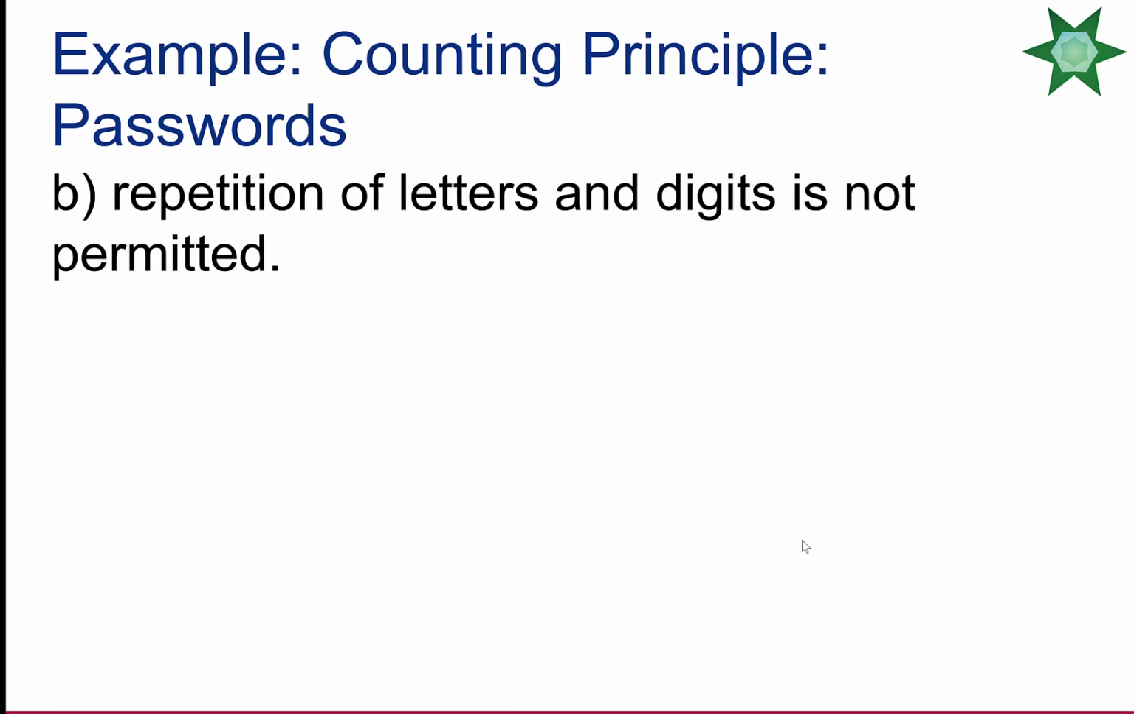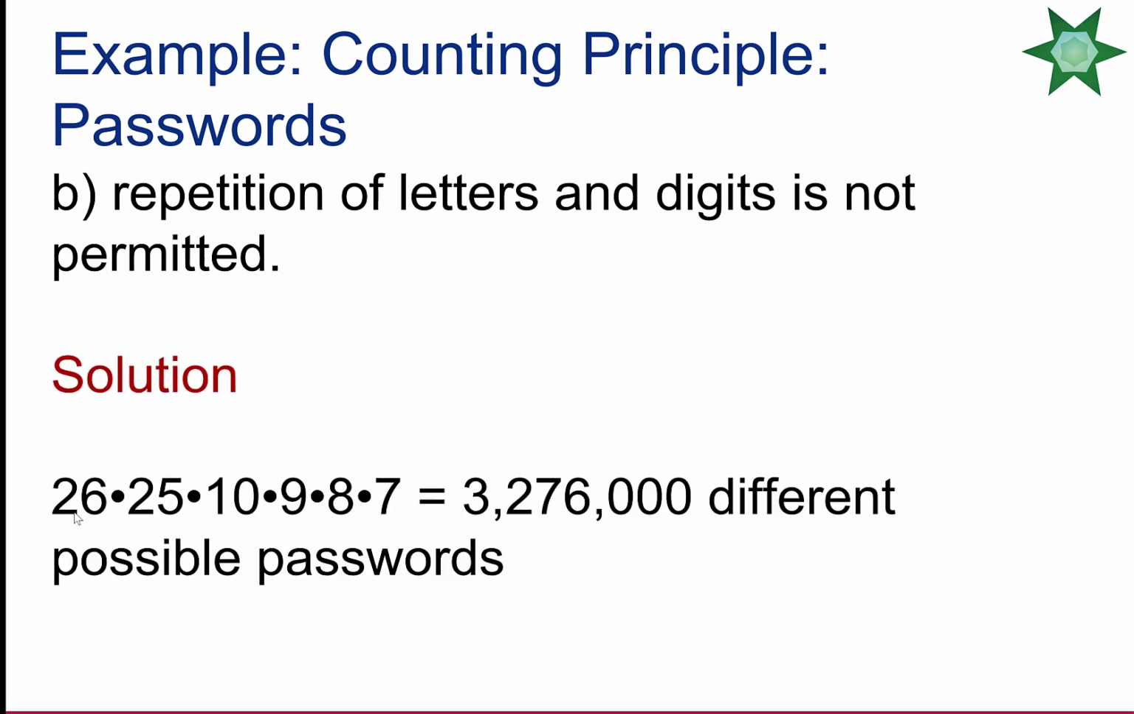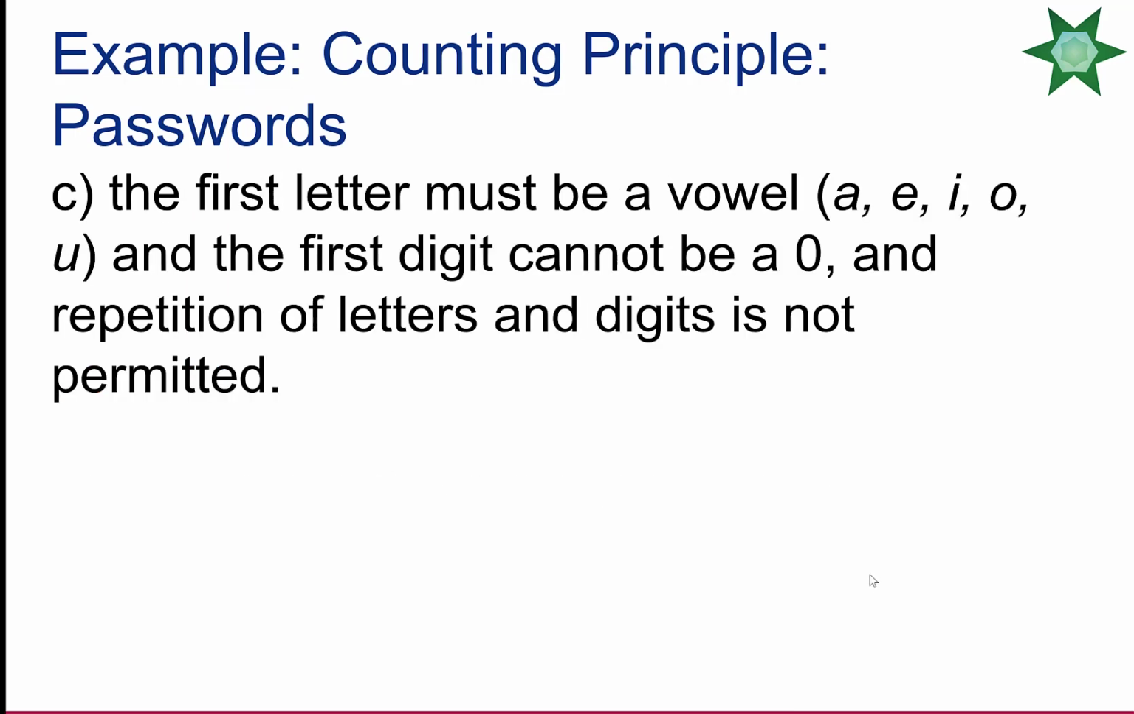Now let's change the criteria. Let's say we can't repeat. Now, if we can't repeat, we pick the first letter. We have 26 to choose from. We use that letter. We can't use it again. So in the second letter, we can only have 25 selections. And then we go to the first number. We have 10. We can't use that number again, 9, 8, 7. And now we're down to 3.276 million passwords.